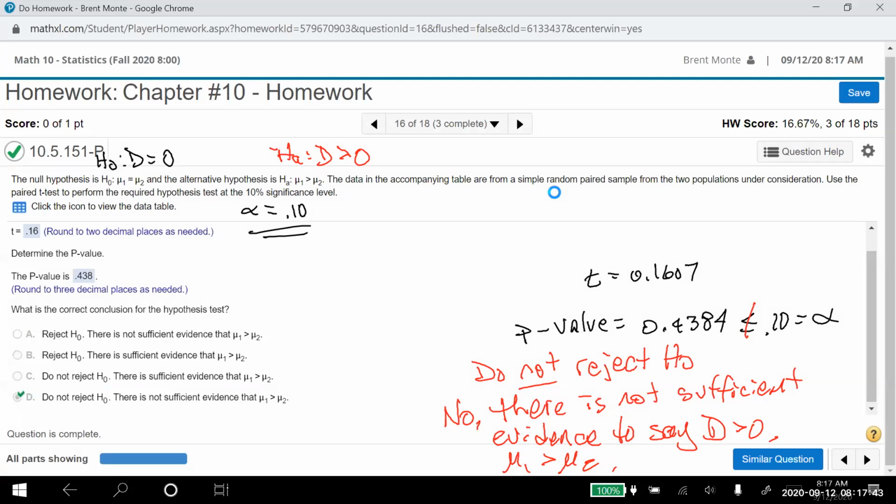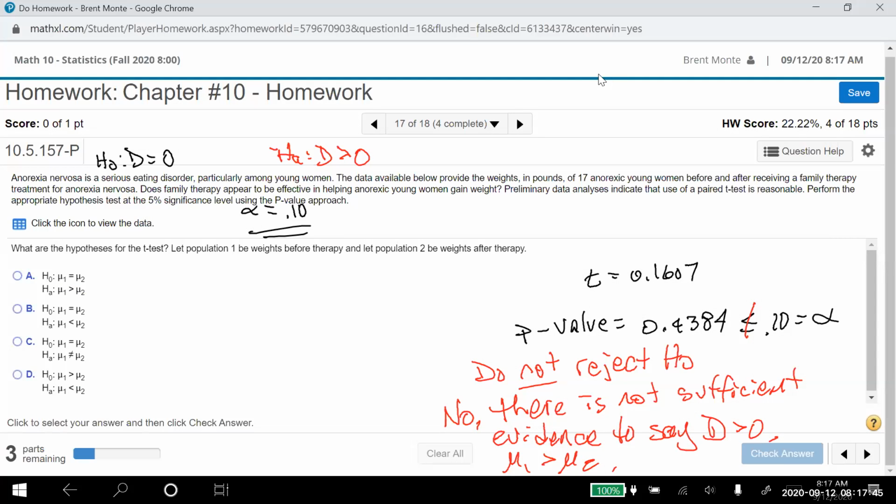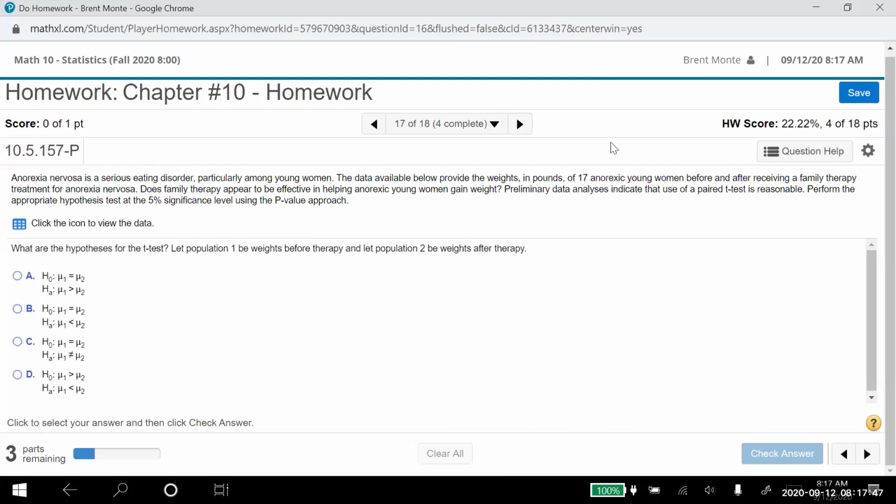Okay, so let's go to the next question. It's the very next one that I had picked out. Let's look at this one. This one, we have to set up the whole hypothesis test ourselves, and it's a little bit different. This is one of those before and after problems.